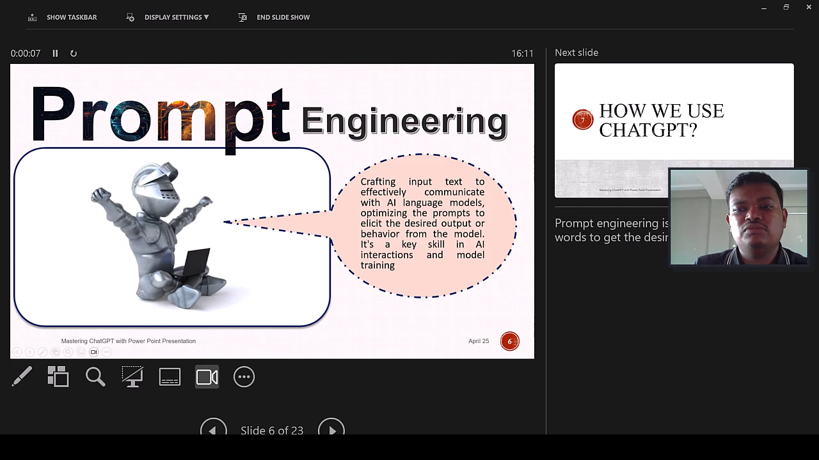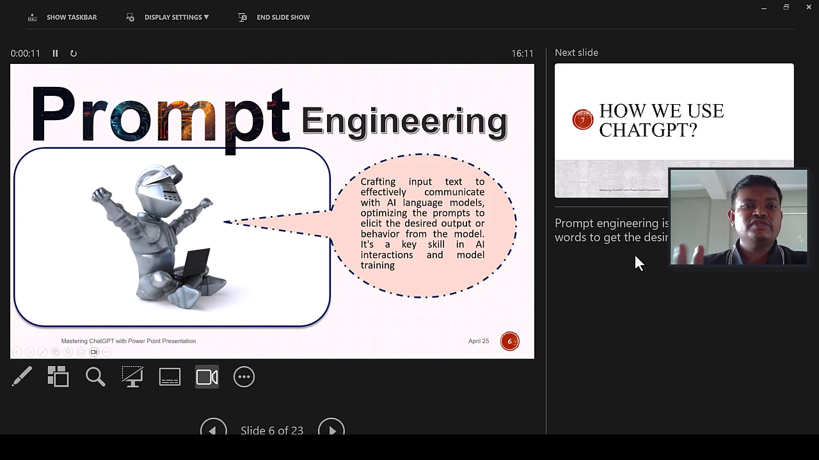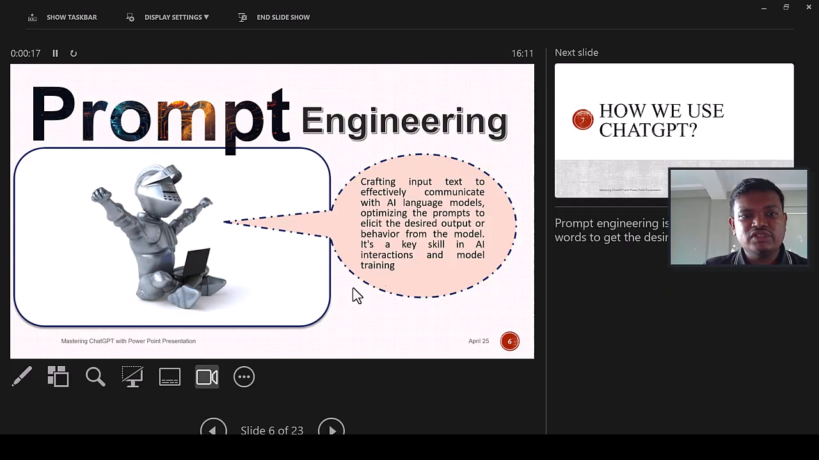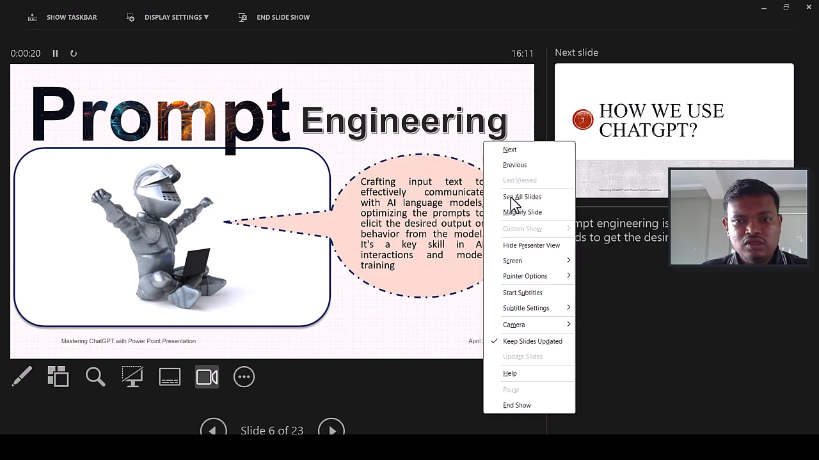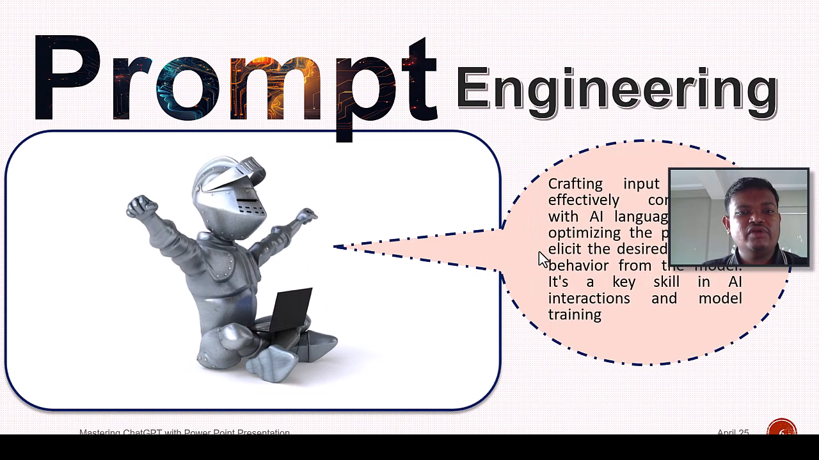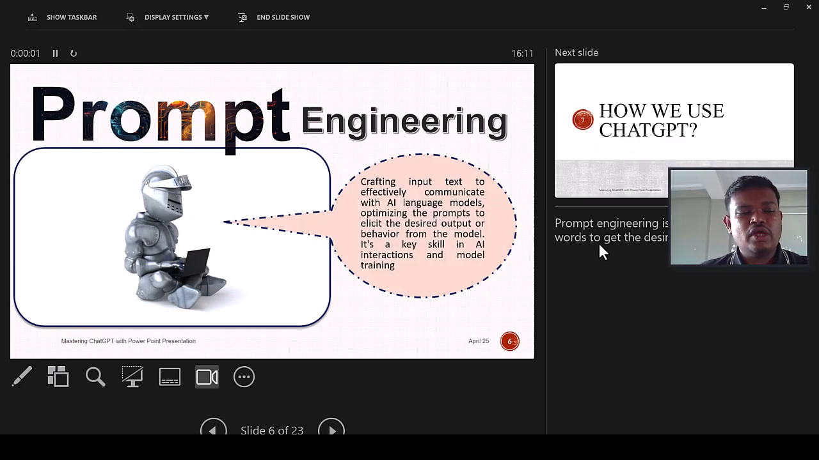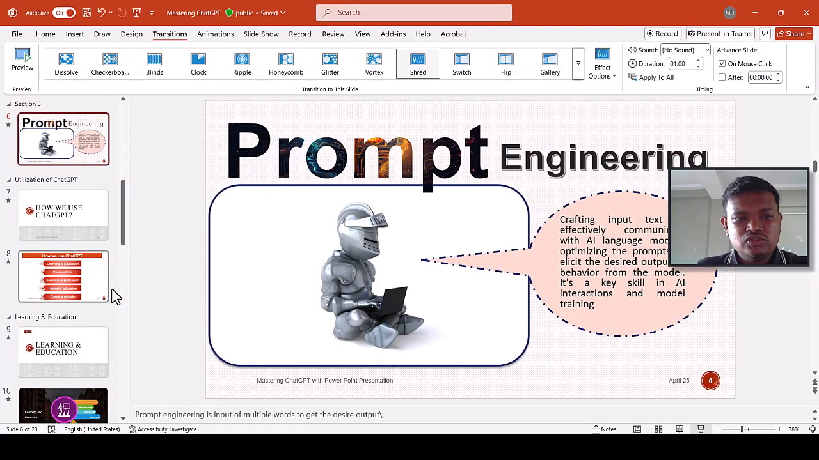Prompt engineering is the input of multiple words to get the desired output. This screen is visible only to the presenter but not to everyone else; the audience sees the other screen. We just right clicked over here and activated the presentation view, and from here we can show and stop the presentation view. I hope it is clear. So this is the notes tab where we can put our remarks which we want to present to someone.